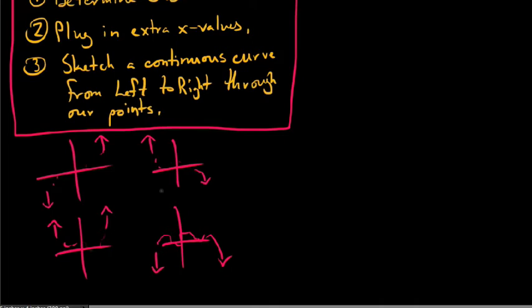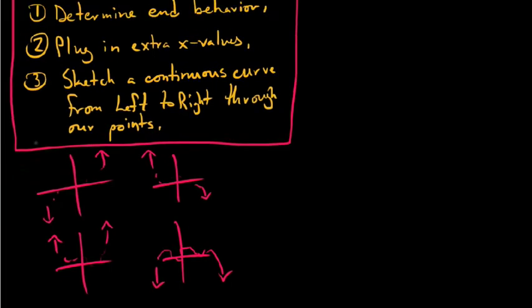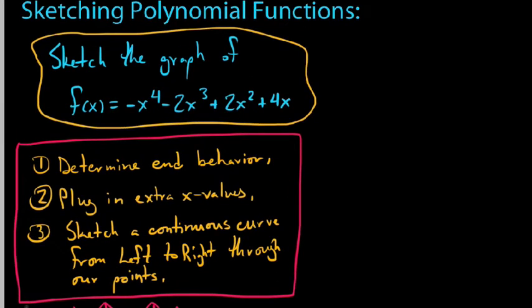Then after that we're just going to plug in some x values and find some y values on our graph, and then the third step is just this. We're going to draw or sketch a continuous curve from left to right through our points. So that being said, let's go ahead and get started by taking a look at this function that I've listed up here, f of x.